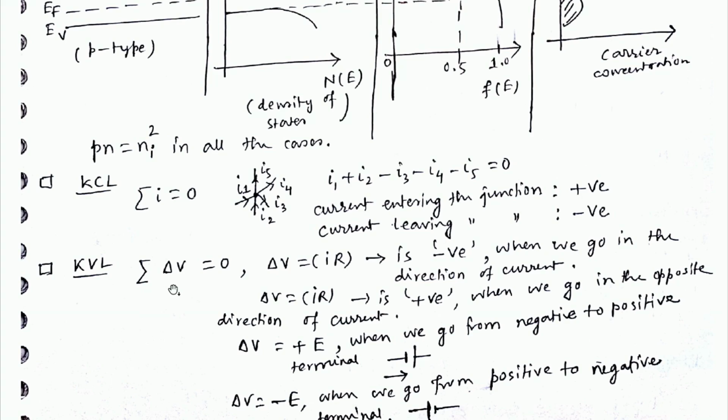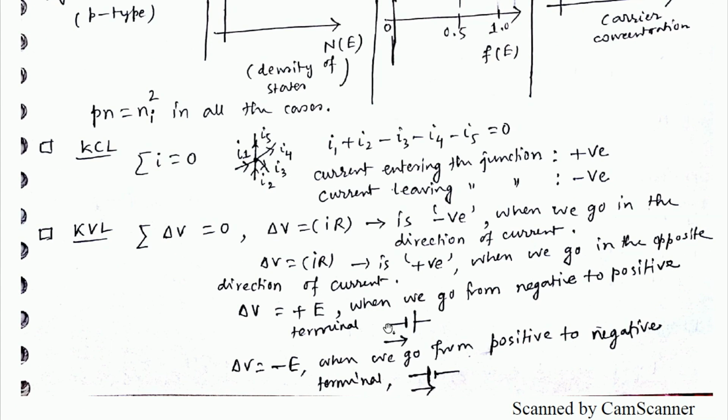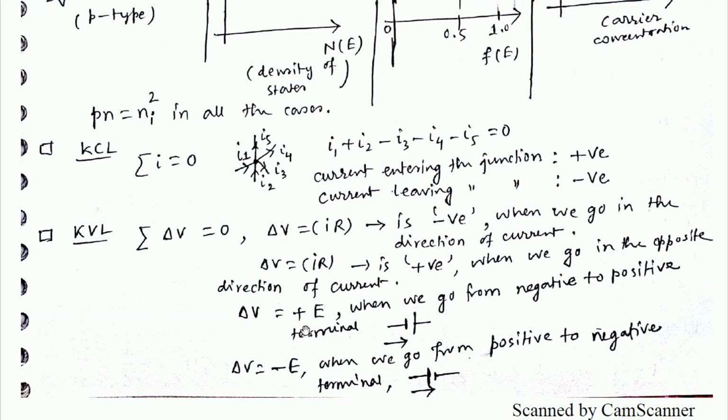Now KVL: the sum of voltage drops along a mesh or loop is 0. And how to take the voltage drop? Voltage drop delta V equals IR is negative when you go in the direction of current, and delta V equals IR is positive when you go in the opposite direction of current. For a voltage source, delta V equals plus E when you go from the negative terminal to the positive terminal. Going from negative to positive, the potential drop is taken to be positive, and when going from positive to negative, the voltage drop is taken to be negative.